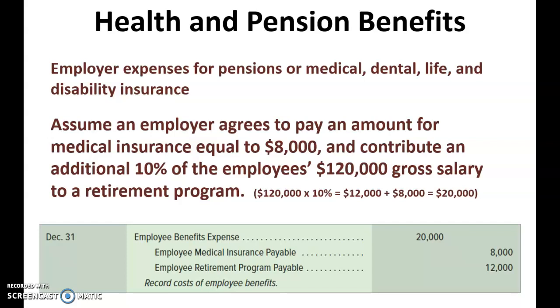Debit employee benefit expense of $20,000. Credit employee medical insurance payable, $8,000. And credit employee retirement program payable, $12,000.